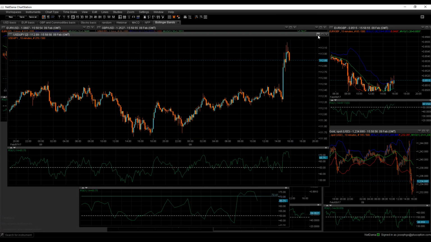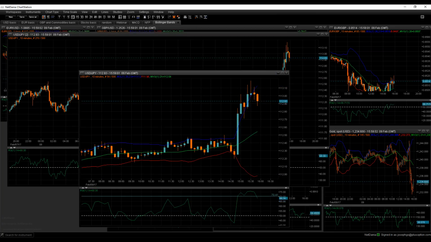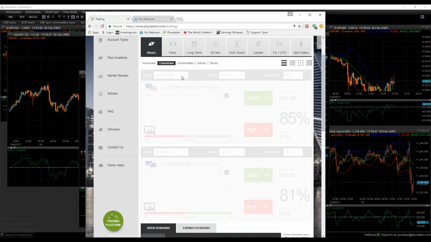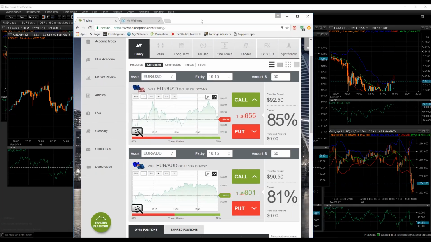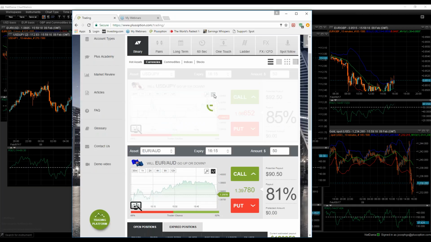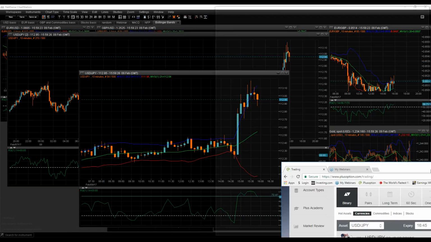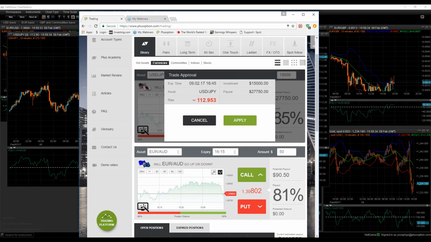Okay, well, you actually won't have to do that because we have our crossover. Let's come over to our platforms right now. A strong indication of a USD JPY put position. And we're using our 10-minute chart, so we're going to trade just under an hour. So 1645, and it's telling us to take a put position. USD JPY put for 1645 is a very strong signal right now.